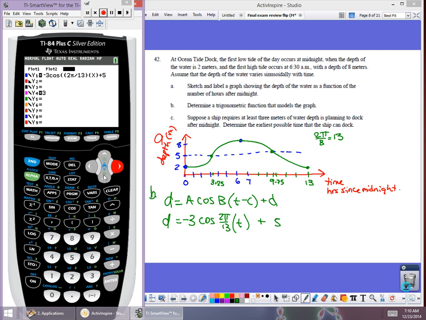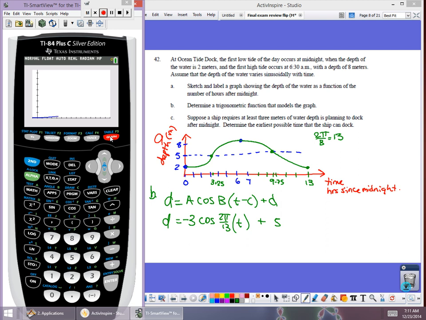All right, plus 13. 1, 2, 3, 4, 5. Okay, so I could hit second insert and put a parenthesis in there without affecting anything. All right, so now we have our inner and outer. Graph it.